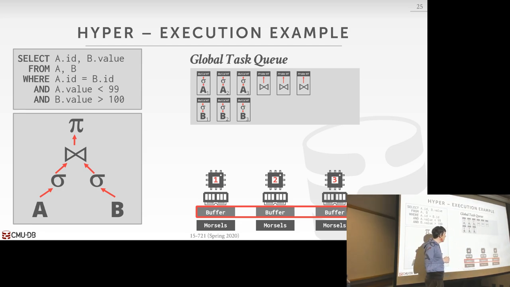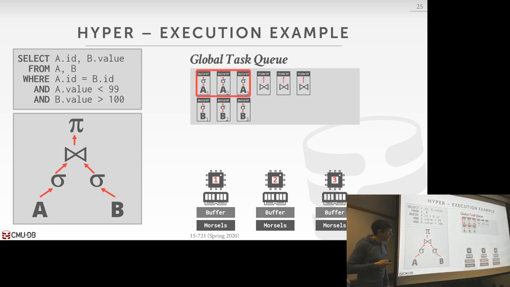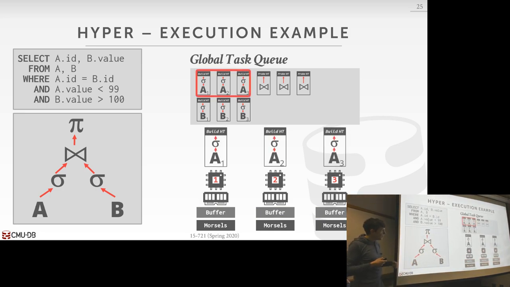So now all the threads are going to go look in the queue and pull down the first bunch of tasks that they want to execute. In this task queue, you maintain information about the dependencies between the tasks. So it would know that I can't actually execute the probe until I build the hash table and do partitioning on the other side here. So it knows that these are the tasks I can execute first.